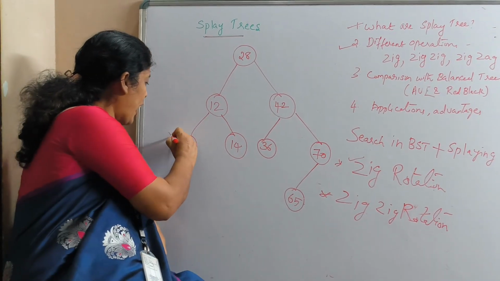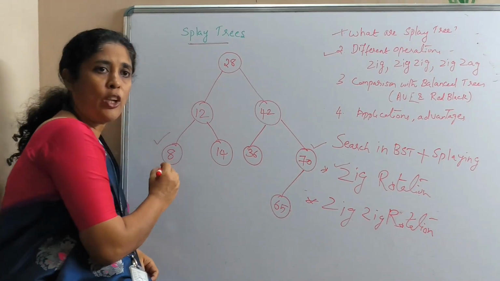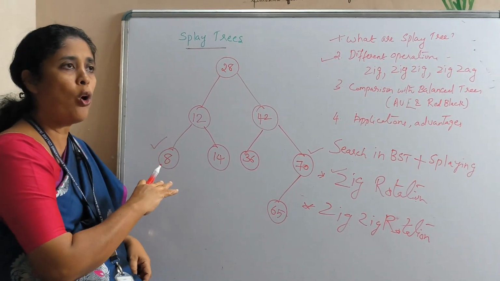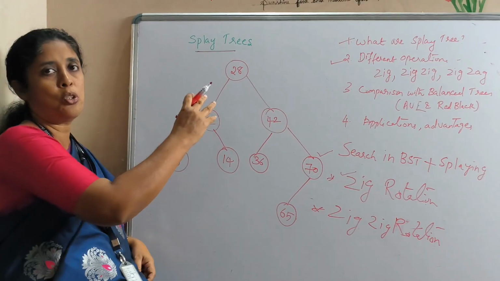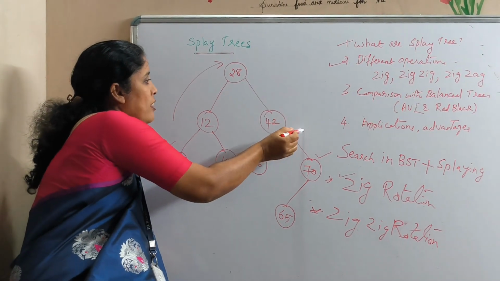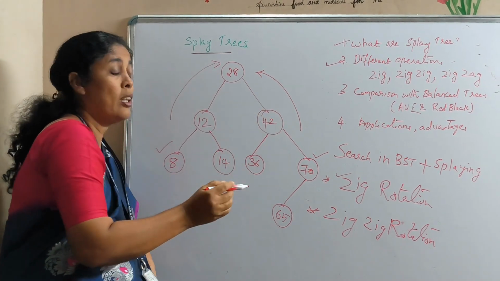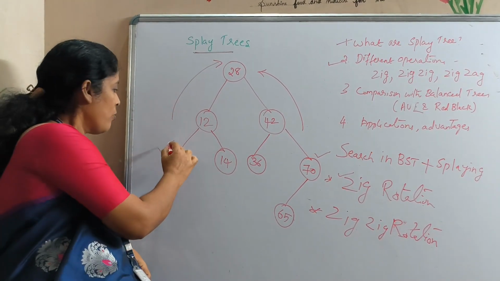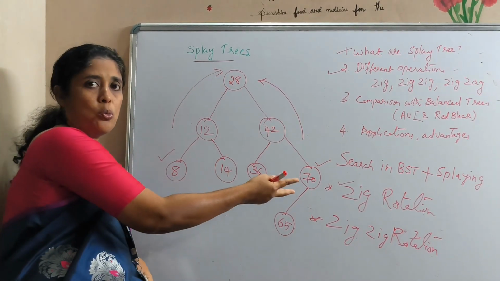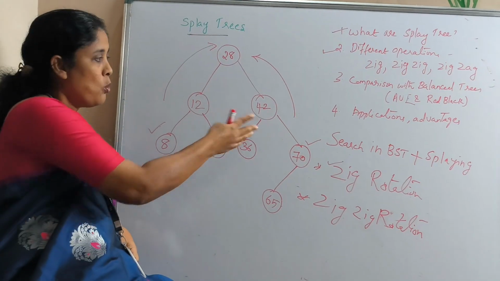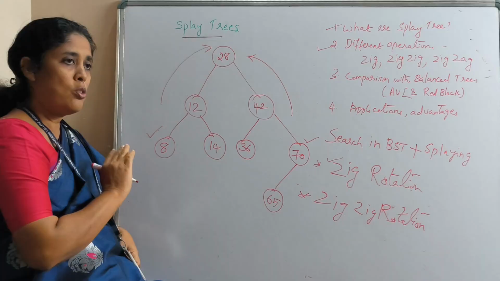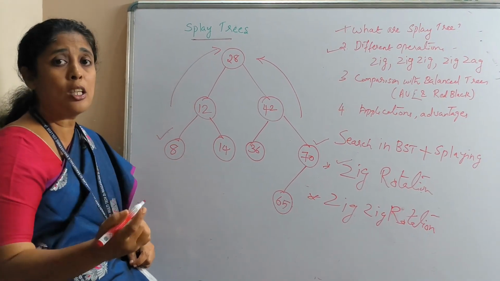So when we search for 8 or 70, what will be the rotation, or how will you bring that element to the root? We will do one left rotation like this and one right rotation like this. That is not one actually, 2. We will bring this here, again from here to here. So 2 left rotations and 2 right rotations. That is what you call a zig rotation.